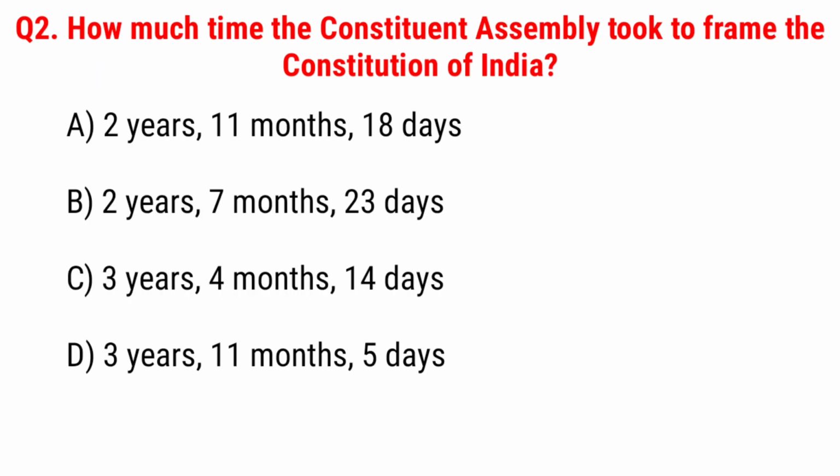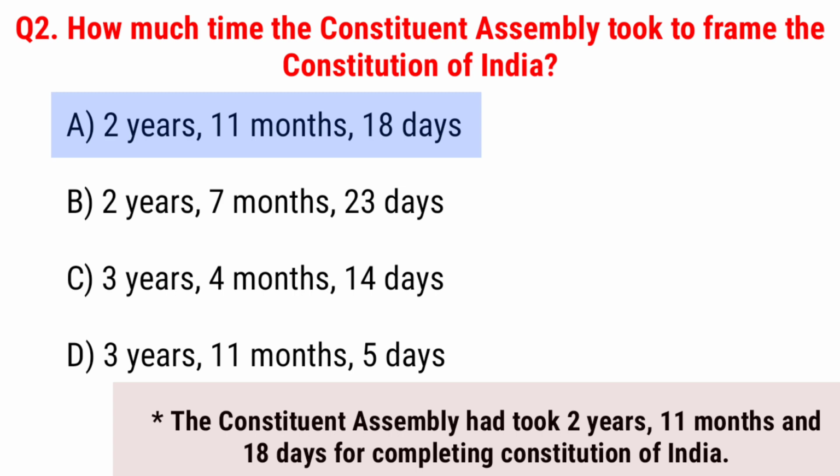Next question, how much time did the Constituent Assembly take to frame the Constitution of India? Option A, 2 years 11 months 18 days, B. 2 years 7 months 23 days, C. 3 years 4 months 14 days, D. 3 years 11 months 5 days. Right answer will be the option A, 2 years 11 months 18 days. The Constituent Assembly took 2 years 11 months and 18 days for completing the Constitution of India.